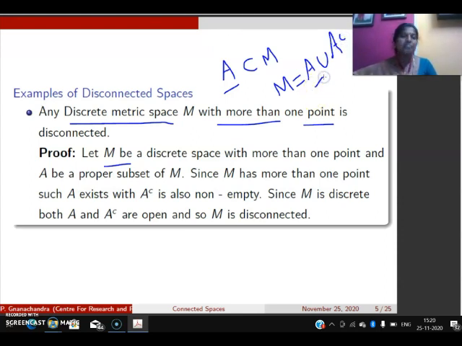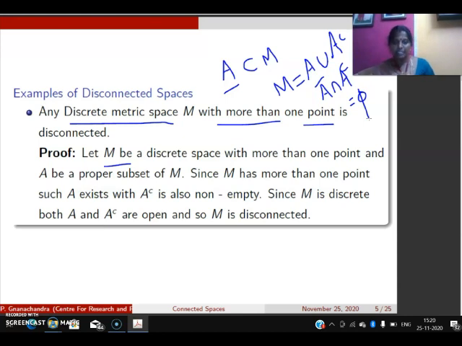So don't forget guys, A and A complement are both open and closed because both of them are subsets of a discrete metric space. In a discrete metric space, A and A complement are open as well as closed. Therefore, M equals A union A complement, A is not equal to empty, A complement is not equal to empty, and one more thing, A intersection A complement equals empty. Therefore, these conditions satisfy the properties of a disconnected metric space.